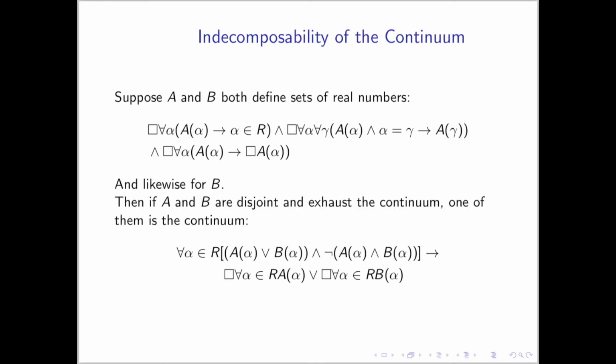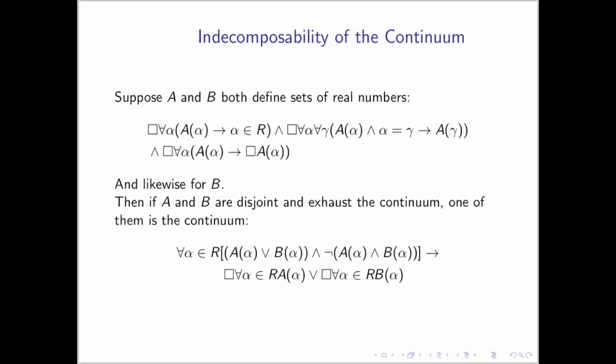So suppose A and B are sets. If we have A and B being sets of real numbers, then Brauer showed that A and B can't split the continuum. So one of them has to be the empty set, and the other one has to be the full continuum. So in our framework, we need to say something about what it means to define a set of real numbers. Well, real numbers are given by real number generators. And so sets of real numbers should be sets of real number generators.